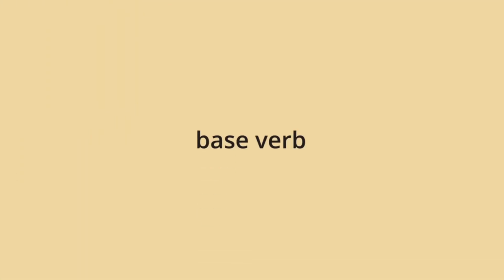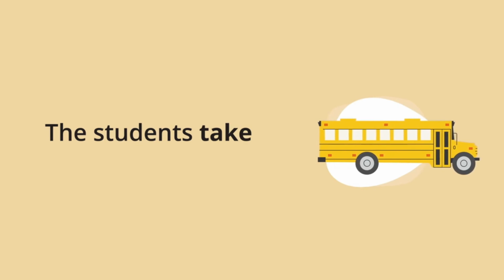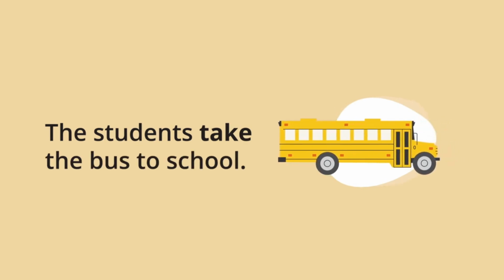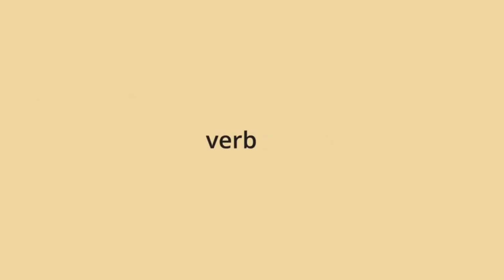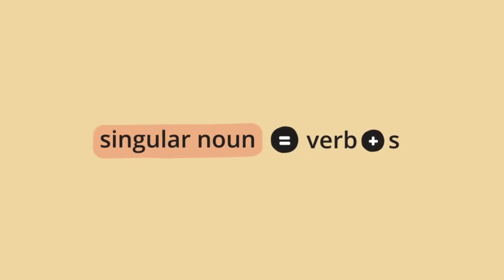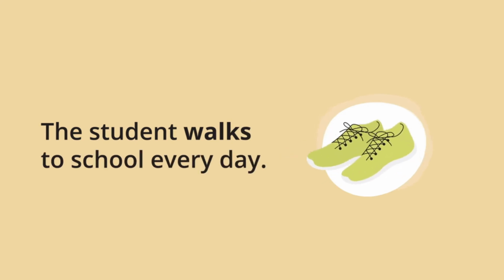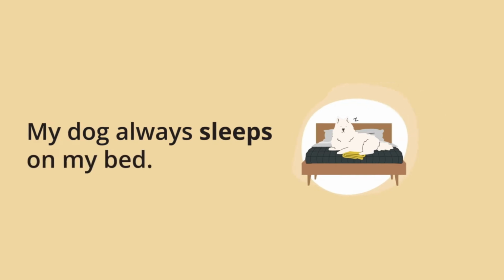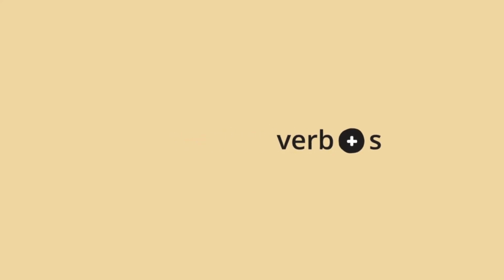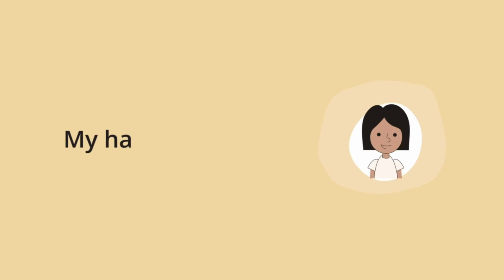We use a base verb when the subject noun is plural. The students take the bus to school. My parents drink coffee every morning. We use verb plus s when the subject noun is singular. The student walks to school every day. My dog always sleeps on my bed. We also use verb plus s when the subject noun is non-count. Snow falls from the sky in winter. My hair grows quickly.